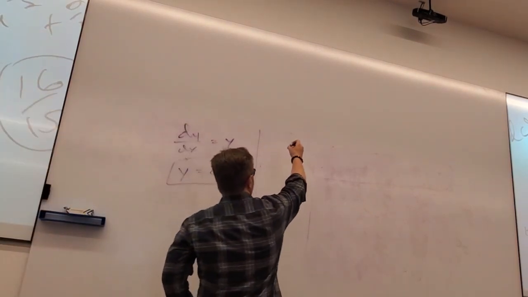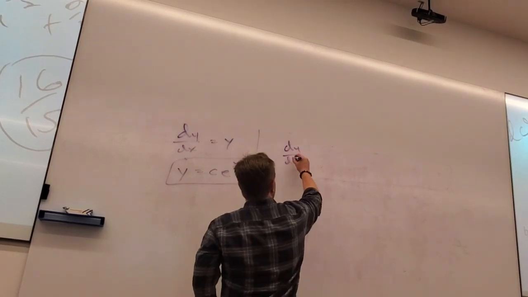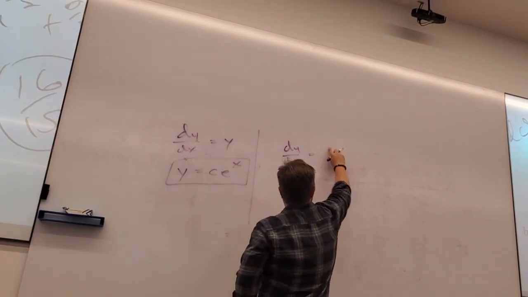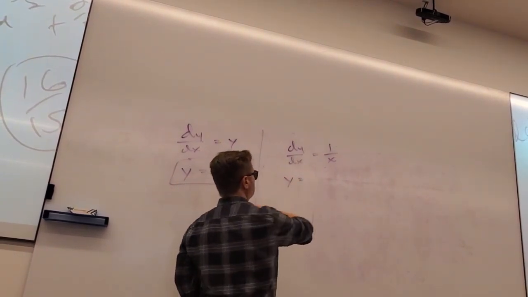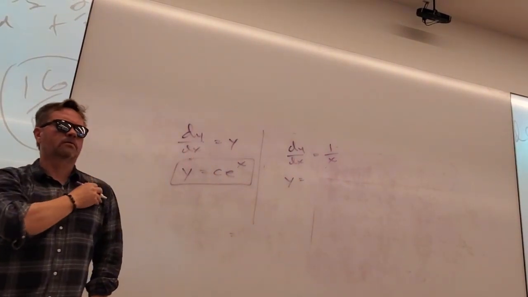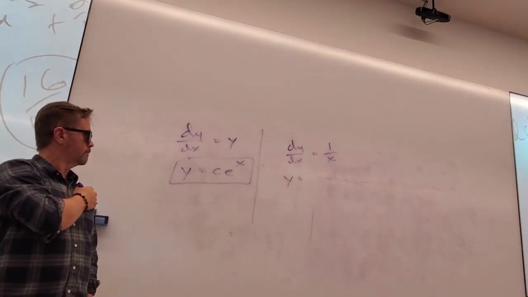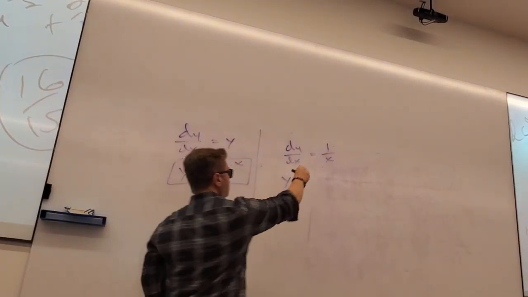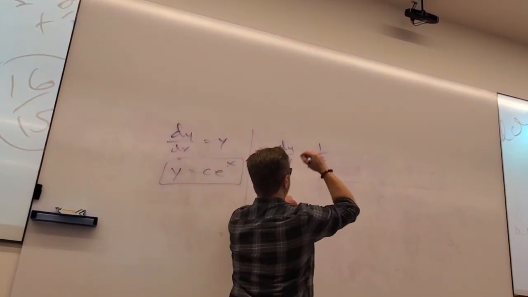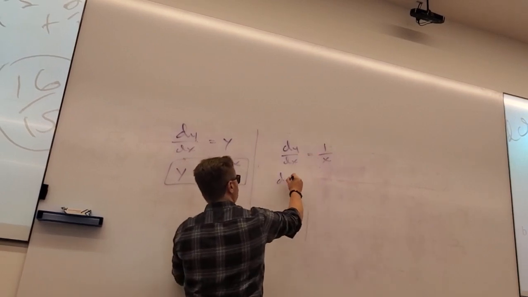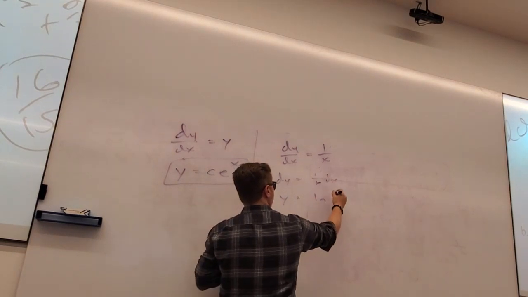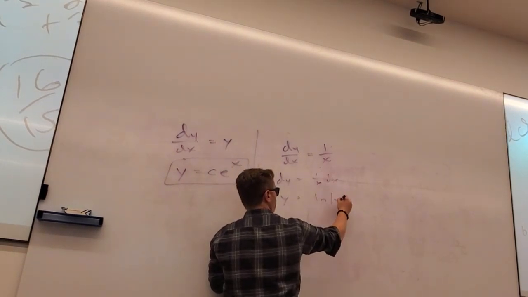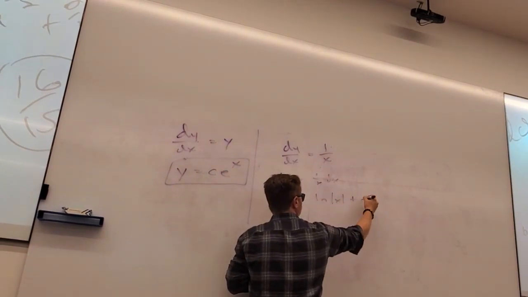What about this here? What's the solution? Yeah, the neat thing, let's do this. There's kind of something interesting about this. So dy equals 1 over x dx. So you integrate that, you get y equals natural log of x plus c.